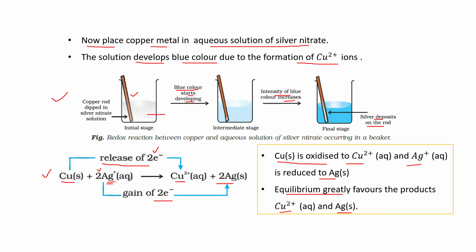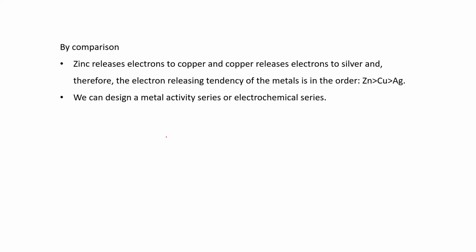If we compare these two experiments, then we can conclude zinc releases electrons to copper and copper releases electrons to silver. And therefore, the electron releasing tendency of the metals is in this order. That is, zinc is the most reactive metal among these three, and silver is the least reactive metal. And actually, this is called the activity series or electrochemical series. More detail of the electrochemical series we will discuss in class 12th. Thank you.